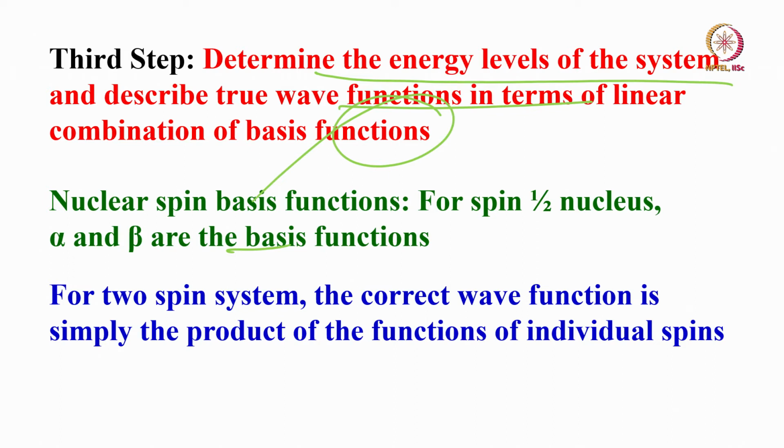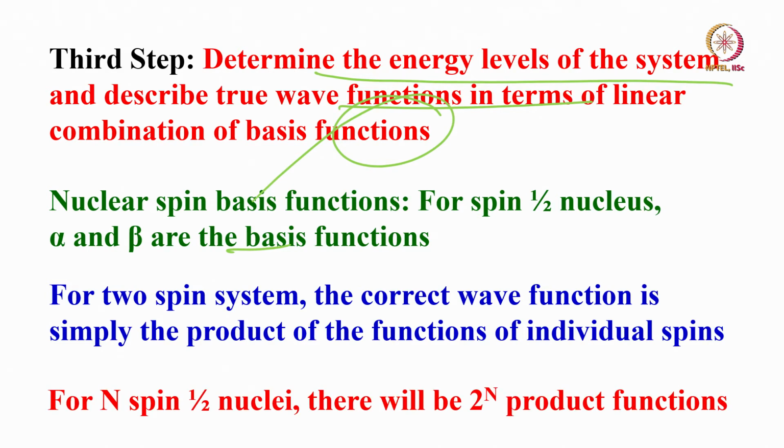So, especially for the nuclear spin, basis functions are very easy. Basis functions alpha and beta you would consider, they are nothing but the product functions, that is the correct wave function. So, if I have n nuclear spins interacting, I took the example of two spins. Two spins interacting with each other, we have four possible spin states, four possible basis wave functions: alpha alpha, alpha beta, beta alpha, beta beta.